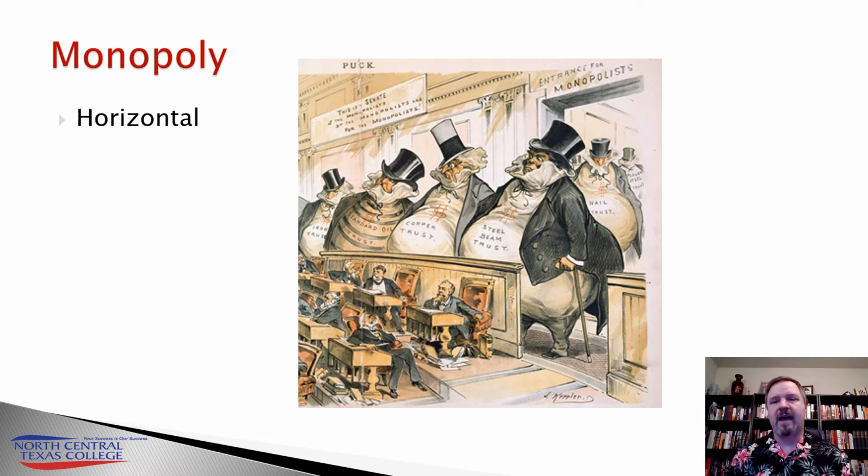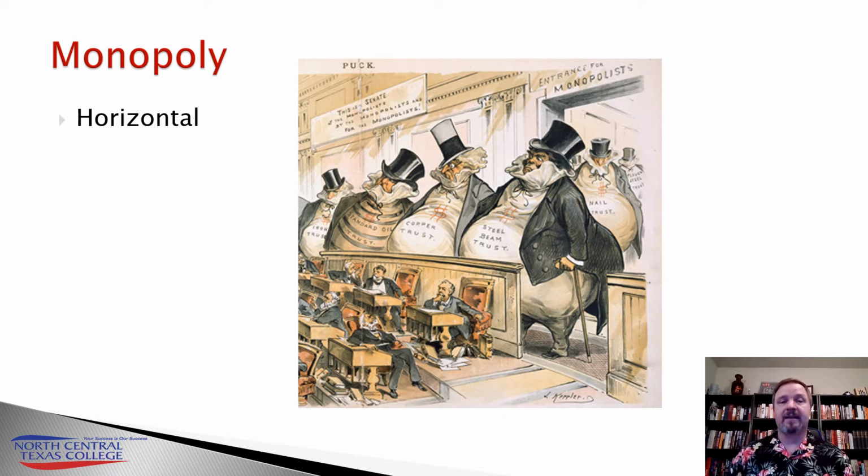A good example of that would be John D. Rockefeller, right? John D. Rockefeller is going to, at the peak in his oil refining industry, control 90% of the American oil supply and 70% of the global oil supply, right? That's a horizontal monopoly. He controls the oil industry, and that's what a horizontal monopoly would look like.